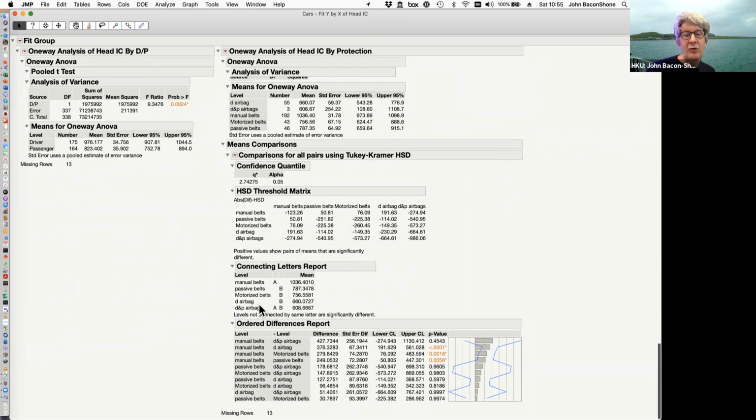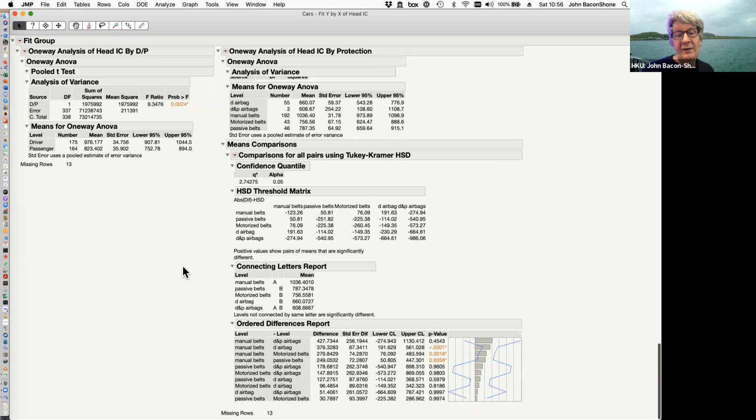Why? Well, driver and passenger bags, we have relatively few cars. We only have 3 cars that have both driver and passenger airbags. So that's why we can't distinguish it. Clearly, driver and passenger airbags has the least damage. It's just a very small sample. We can see that for the passive and motorized belts, the difference is relatively small. And then we can see that airbags generally is the least.